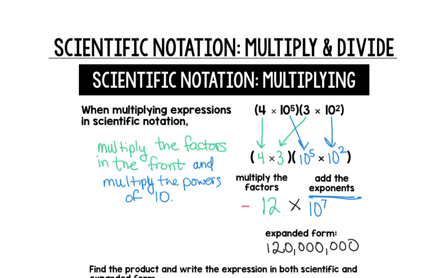One thing to note is right here, when we got 12 times 10 to the 7th, this is not in scientific notation form because 12 is not between 1 and 10. To get that there, this is going to become 1.2. Now we move the decimal place one place. This number is greater than 1, so we're going to add to the exponent here. So this is 1.2 times 10 to the 8th power.